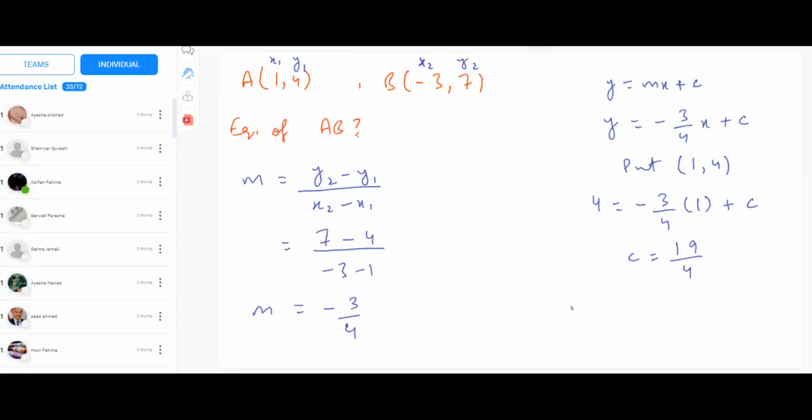अब वापस इसमें इनपुट कर दो y equals mx plus c के अंदर, and you get y equal to -3/4x plus 19/4. So you can use any of the two methods that you prefer, and you get the equation of the line. Is this clear to everyone?